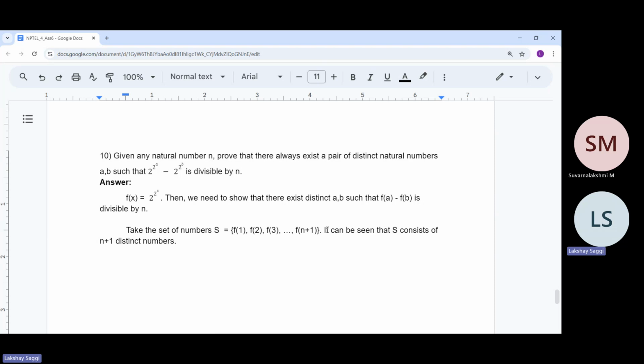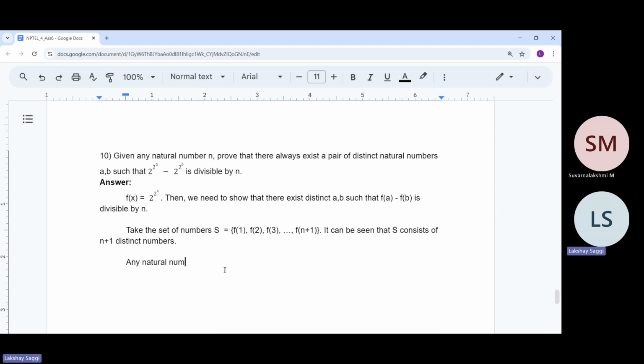And what do we know? What I'm trying to show is that there exists a pair of numbers out of these which leave the same remainder when divided by n. And so their difference will be divisible by n. And actually, this is not too hard to show because this is just an application of the pigeonhole principle.